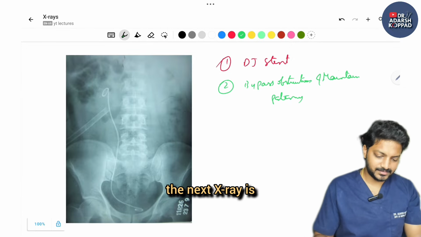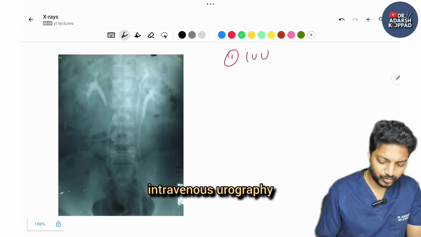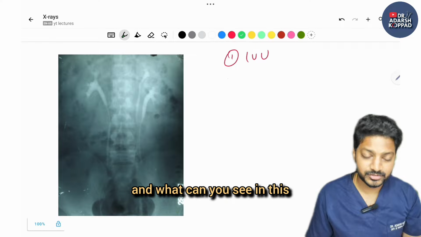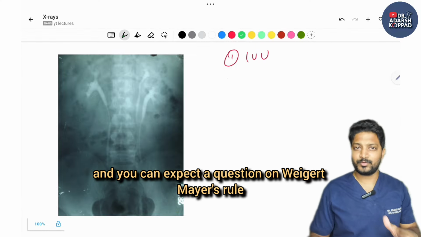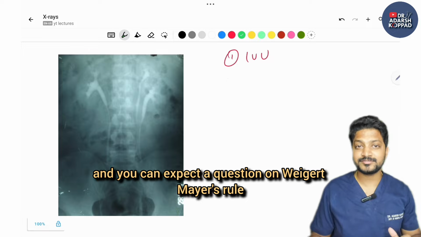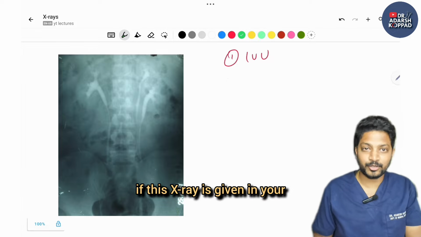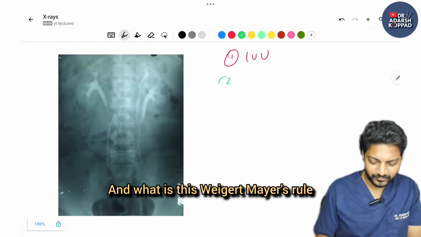The next X-ray is an X-ray of intravenous urography, IVU. And what can you see in this? You can see urinary duplication or ureteric duplication. And you can expect a question on Weigert-Meyer's rule if this X-ray is given in your INICET. And what is this Weigert-Meyer rule?